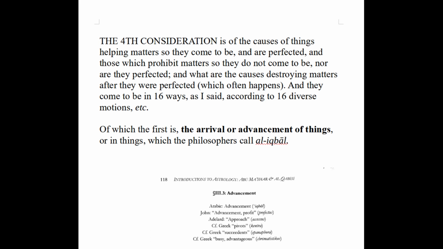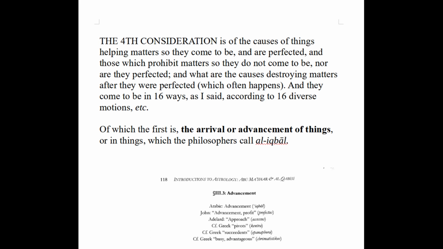So this basically becomes a way to enter the chart. There are many different ways, but this becomes a possible way to enter the chart. So let's just look at these 3 things once again. We're looking at how things come to be. The causes of things helping matters so that they come to be. The causes are these particular astrological configurations or setups, and are perfected, and those which prohibit matters so they do not come to be. So that's the very first consideration. How do we figure out how things are going to actually happen, or if things aren't going to happen at all?